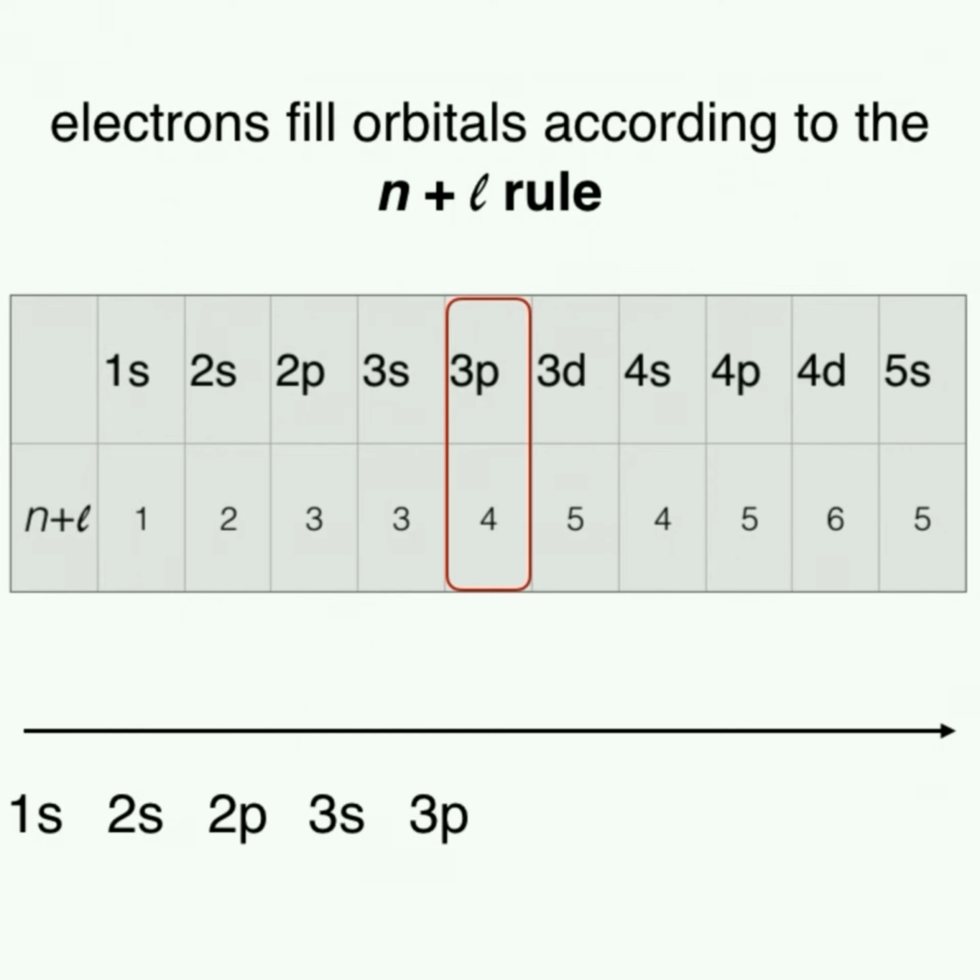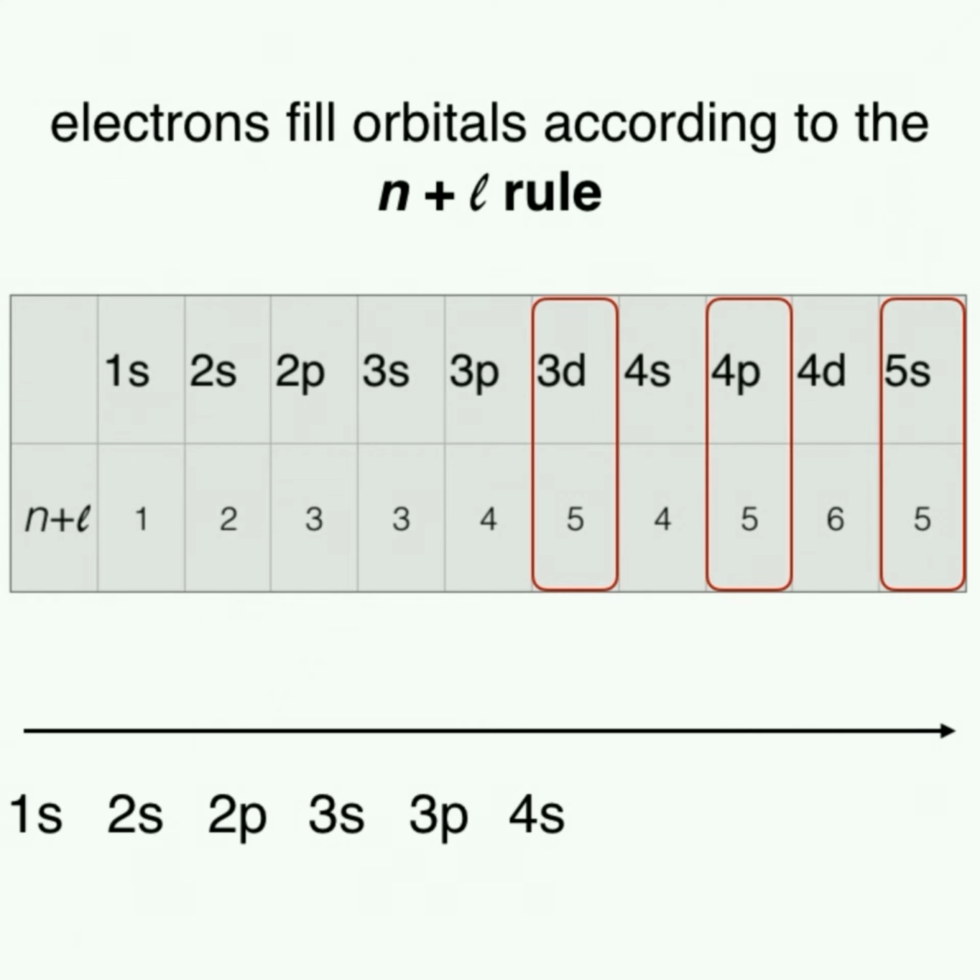Next comes 3p. After 3p, we can see 3d has an n plus L value of 5, while 4s has a value of 4. This means 4s must get filled before 3d, so we'll put 4s next. Now 3d, 4p, and 5s all have n plus L values of 5. Thus, we'll order these from lowest n to highest n. This gives us 3d, followed by 4p, then 5s.